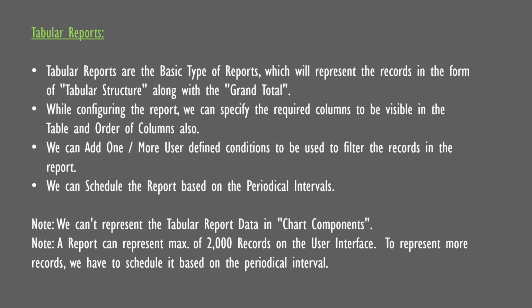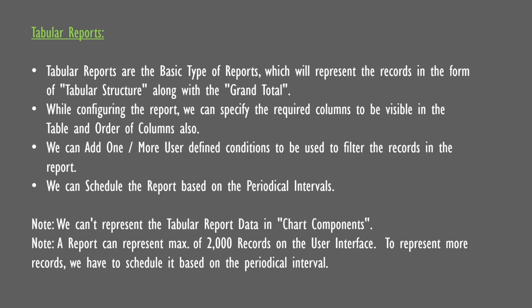Tabular reports. Tabular reports are the basic type of reports, which will represent the records in the form of a tabular structure along with the grand total. While configuring the report, we can specify the required columns to be visible in the table and the order of columns also. We can add one or more user-defined conditions to be used to filter the records in the report. We can schedule the report based on periodical intervals.